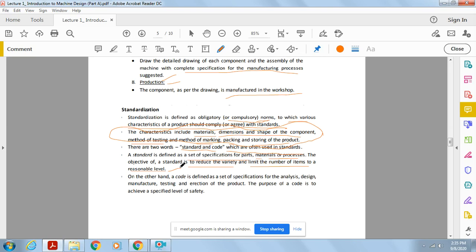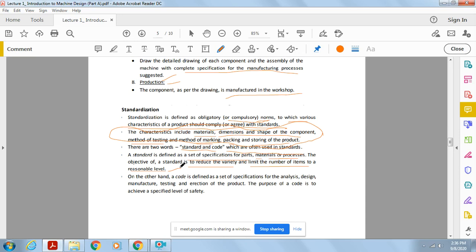Whatever the different guidelines may be, based on the materials and the process you have adopted, ultimately our prime objective for standardization is to reduce the variety. Variety means, suppose you do not follow this IS code, what happens?